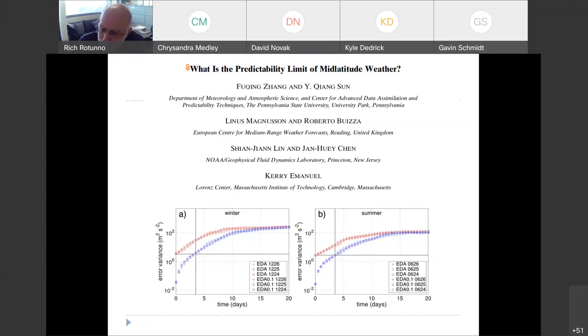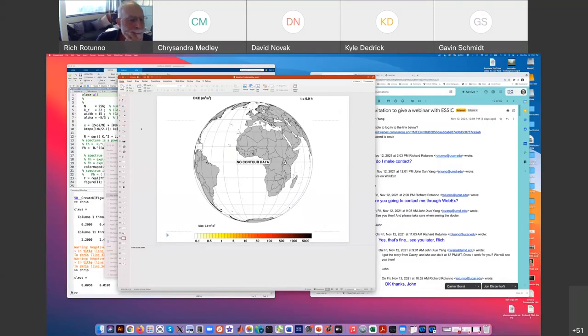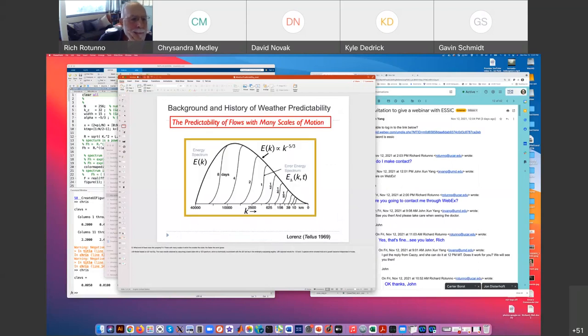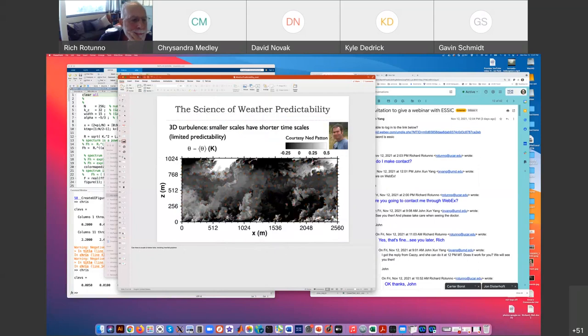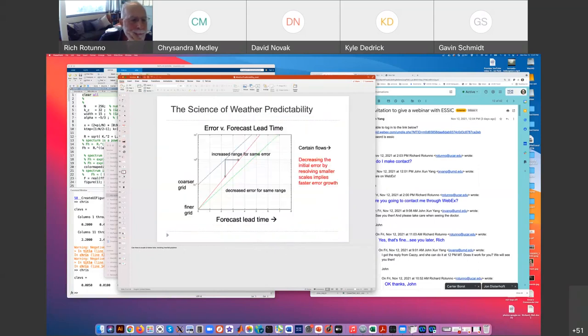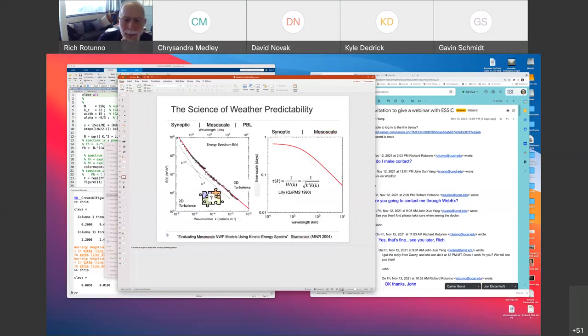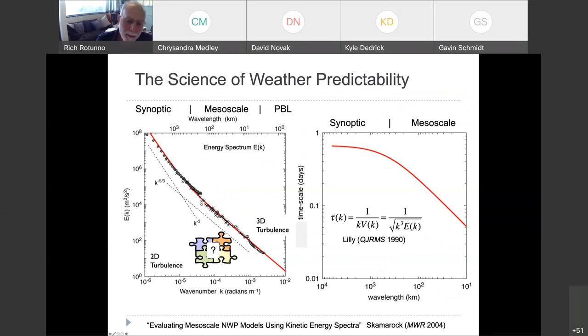I was talking to him the other day, and he said the latest idea was that if I go back to my energy spectrum, in the tropics you tend to have a k to the minus 3 all the way up through synoptic scales, which means the time scale keeps on getting longer and longer. So short scales mean your errors saturate rapidly, but as you get to longer and longer time scales, you go to a point where they're not saturating. You just have a longer time. So it's sort of paradoxical in a way.